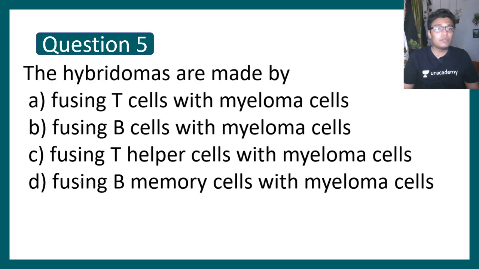Okay. Then question number 5 says, the hybridomas are made by fusing T cells with myeloma cells, fusing B cells with myeloma cells, fusing T helper cells with myeloma cells, fusing memory B cells with myeloma cells. I vaguely remember that you guys read about hybridoma technique in your class 11 and 12, so you might know this answer. If you know this answer, comment in the video and let me know which would be the correct option. And if you don't know the answer, it's completely okay. You can learn about hybridoma technique in the video which is given in the I button, learn from there, and then try to answer this question.